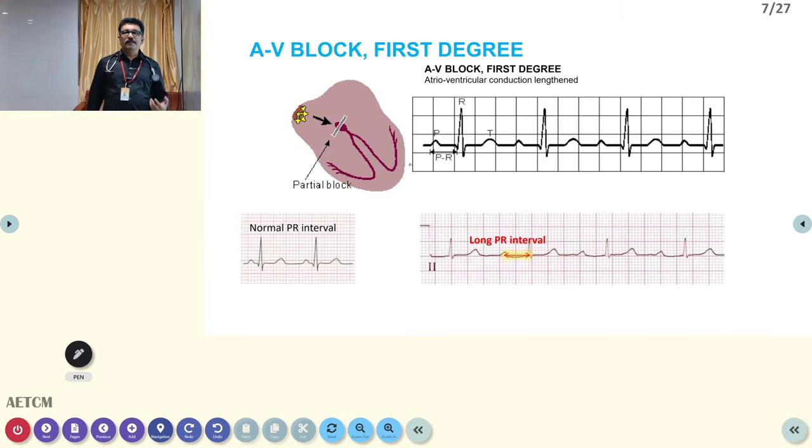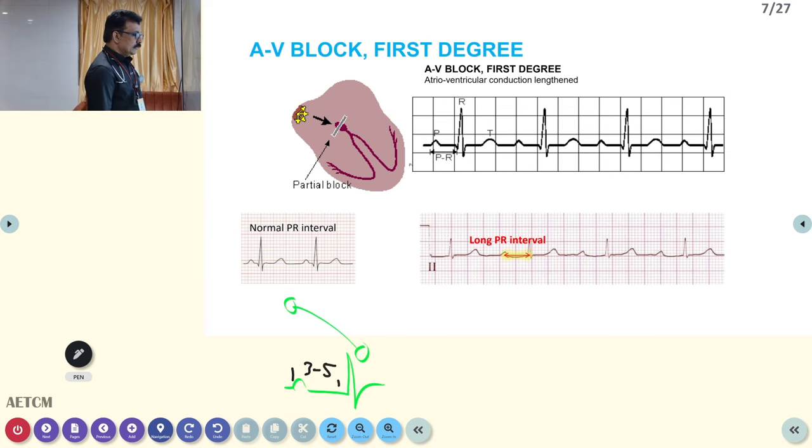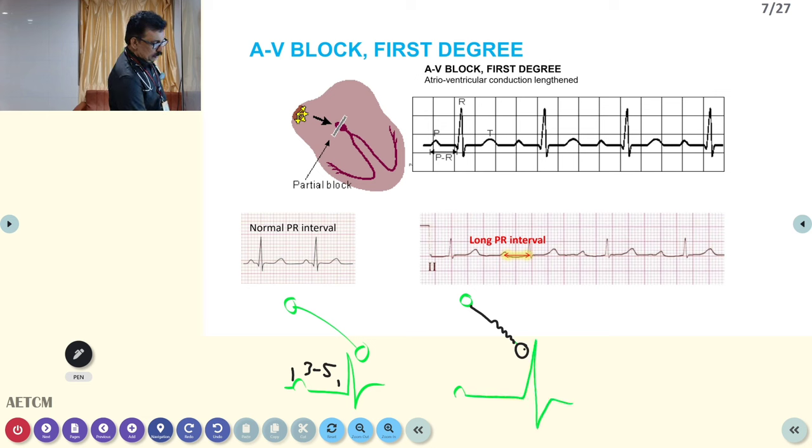Now, if there is a problem in the conduction system: normally SA node to AV node conduction is fast, so it takes only 3 to 5 small squares from the onset of P to the onset of QRS complex, maximum 3 to 5 squares. But if there is a problem in the conduction, what happens? This is the SA node, then there is some defect in the conduction system to the AV node. The time taken to produce a QRS complex is also more. So this will be more than 5 small squares. Normally it is 3 to 5 small squares, here it is more than 5 small squares.